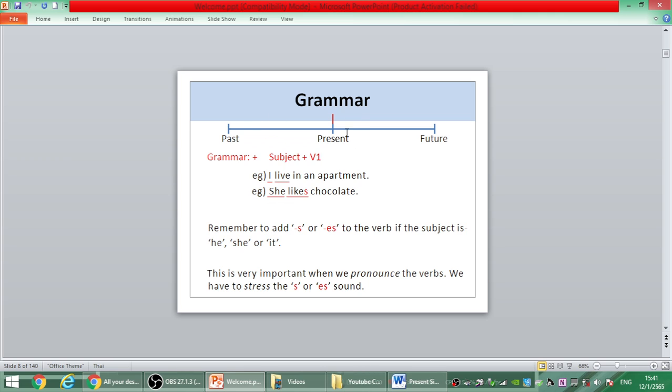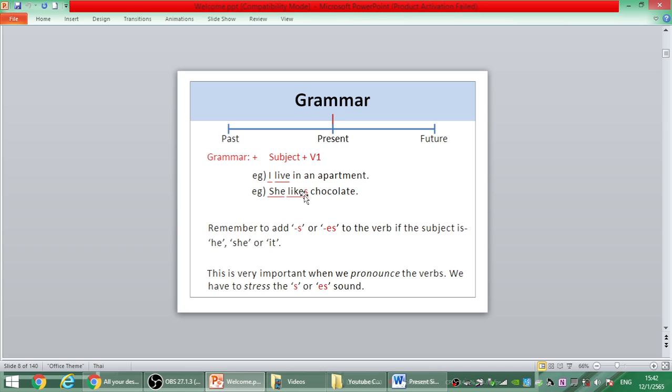So here we can see the timeline diagram and present simple is for the present. The grammar structure for a positive sentence is subject plus verb 1. Example, I live in an apartment. She likes chocolate.